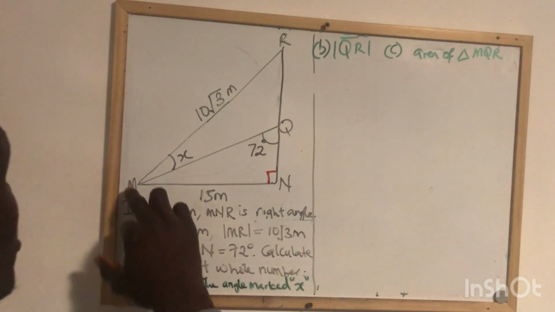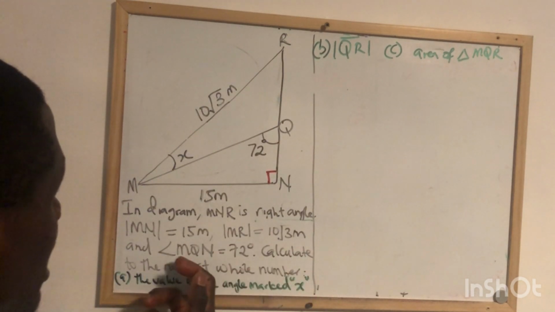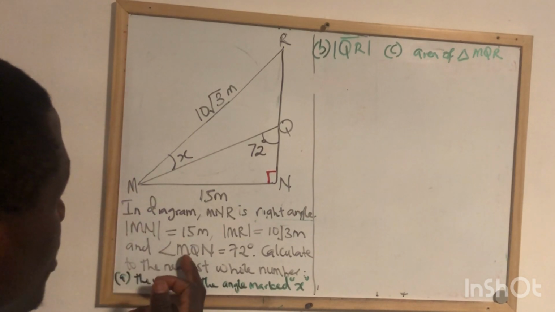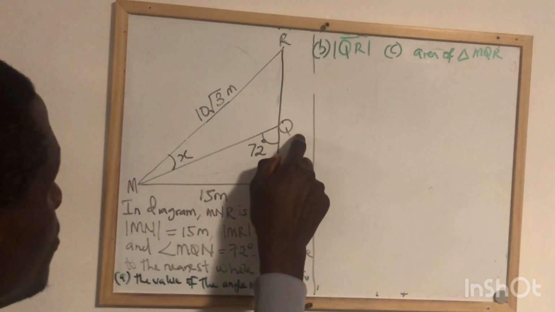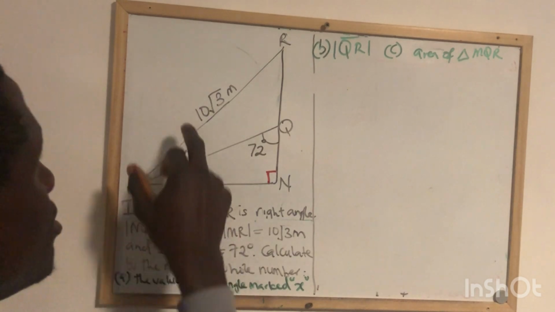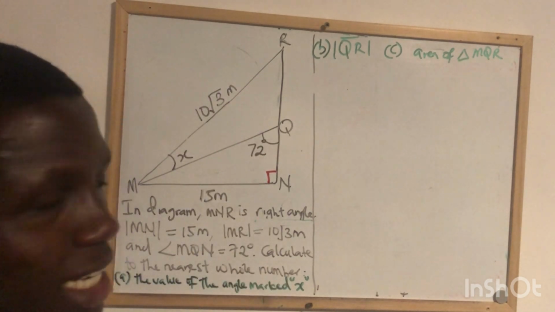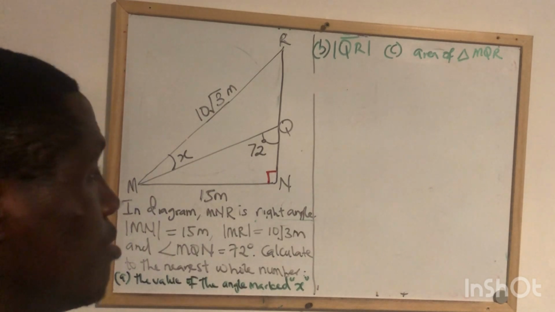And then we are told that MN is 15, as we can see, and MQN is an angle of 72 degrees as indicated, and MR is 10 root 3. Calculate the value of x. That's the first question. We have to calculate the value of x.